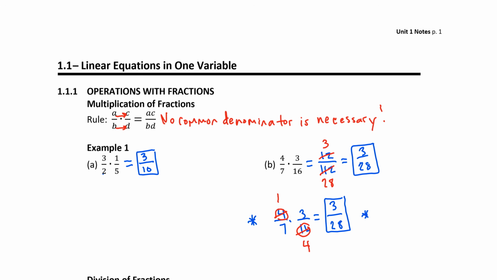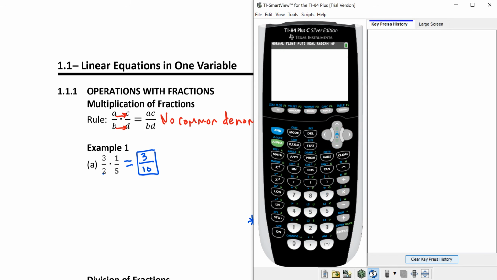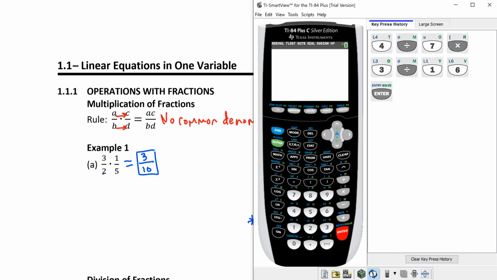Let's evaluate this with our calculator. 4/7 times 3/16. You want to make sure that you know how to enter fractions into your calculator. So to enter a fraction, we're going to type in the numerator and we're going to use the divided by operation for the fraction bar. So we have 4 divided by 7 times 3 divided by 16. We're going to press enter to get the result. Notice the calculator reports the answer in decimal form. I'm just going to convert that back to a fraction.